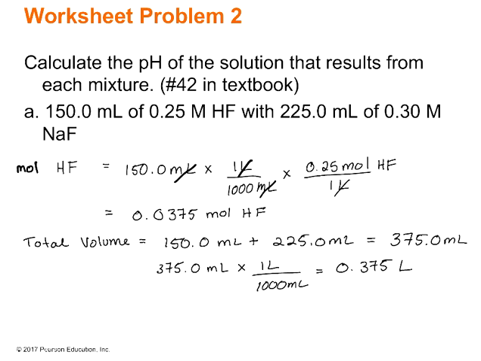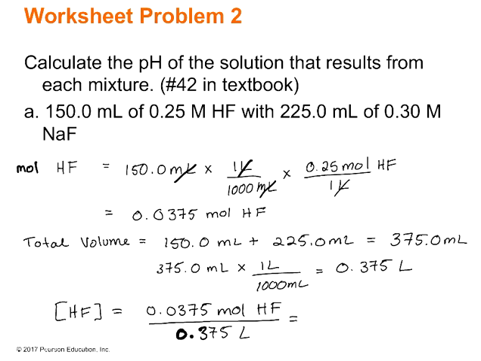All right, so now we have the components we need to calculate the concentration of hydrofluoric acid in this buffer solution. So this would equal 0.0375 moles of hydrofluoric acid over 0.375 liters. So that's going to give us a concentration of 0.1 moles per liter. All right, so this was the long way to figure out the new concentration.